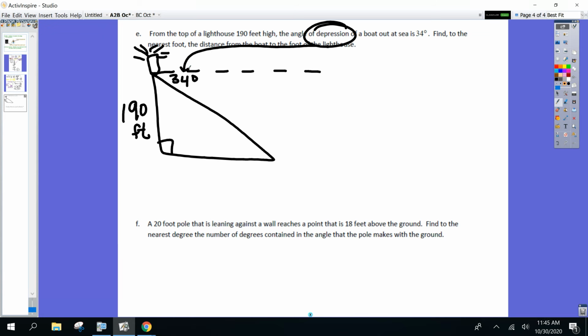And we are finding the distance from the boat to the foot of the lighthouse. Oh, we got a boat here. Sure, here you go, little sail for it. There you go, boat. Or maybe a banana with a golf club in it, whatever you want to call it. The distance from the boat to the foot of the lighthouse, the bottom. So this is what we're finding right there.